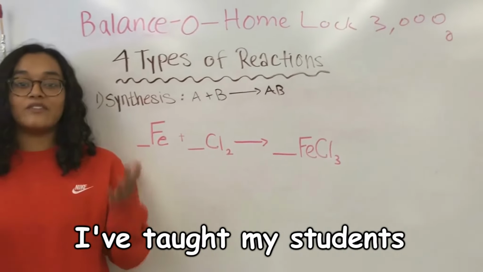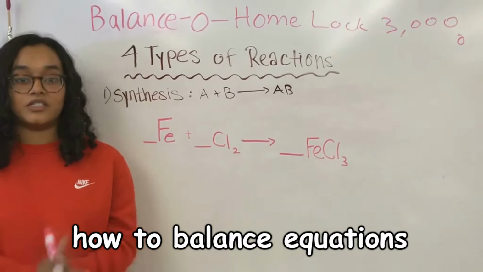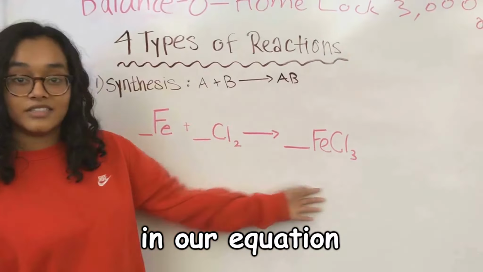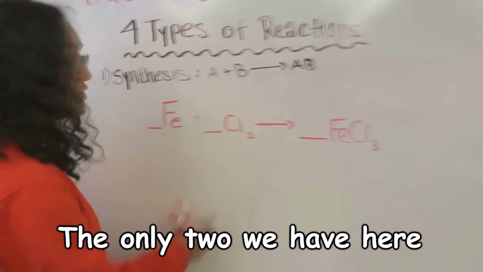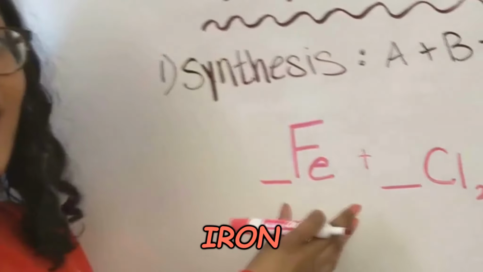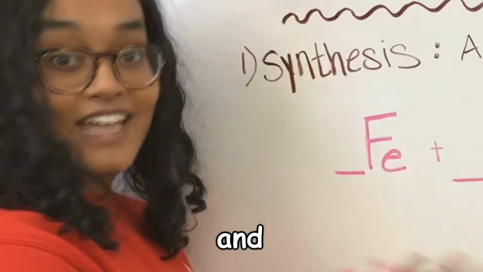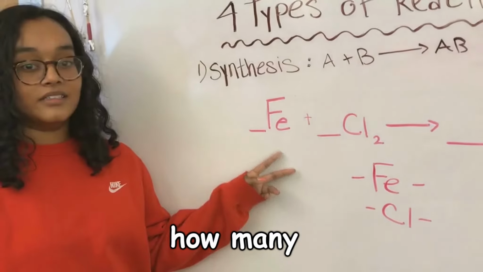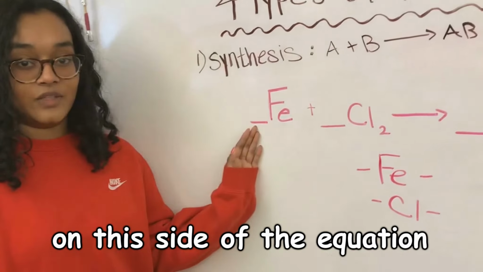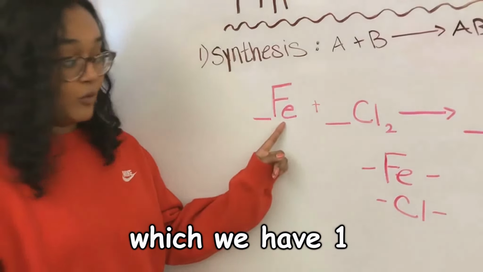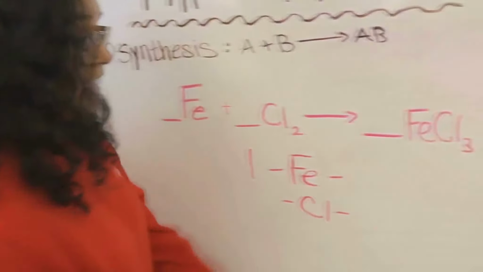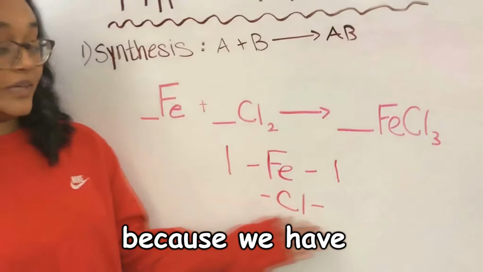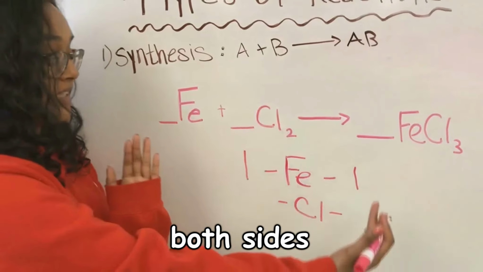So the easiest way I've taught my students how to balance equations is first by listing the elements that we have in our equation. The only 2 we have here is iron and chlorine. So we're going to count how many irons we have on the reactant side, which is 1, and here we have 1. That's good because we have the same amount on both sides.